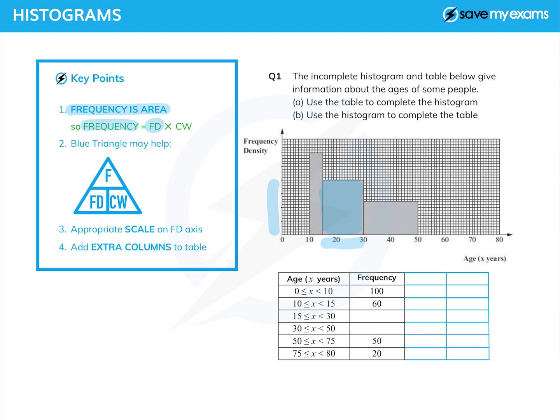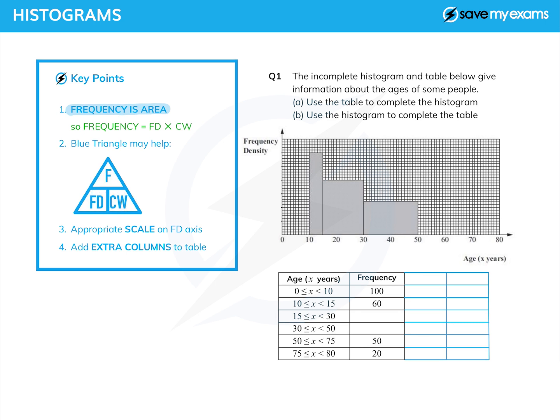Now, how does that help in all situations? Well, if I put that in a blue triangle, frequency is frequency density times class width. I can rearrange that very quickly to give me frequency density is frequency divided by class width. And if you're wondering what frequency density is, that's what it is. Okay, so we can also rearrange it, obviously, to give class width is frequency over frequency density, but that's less commonly needed.